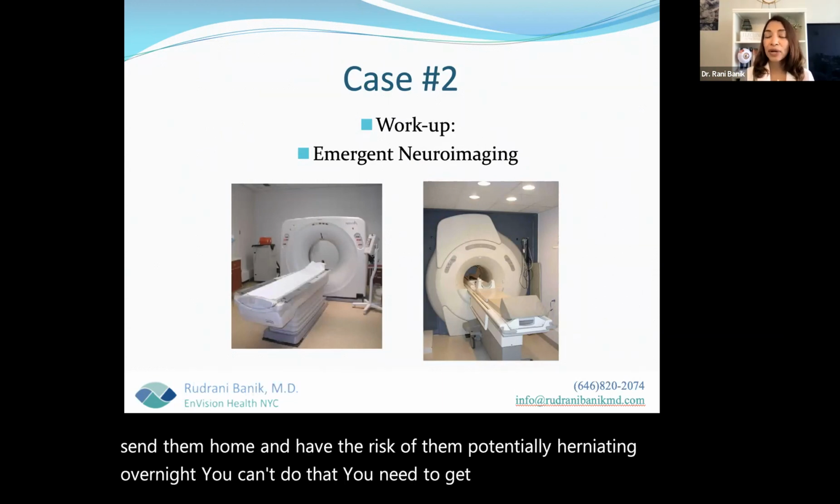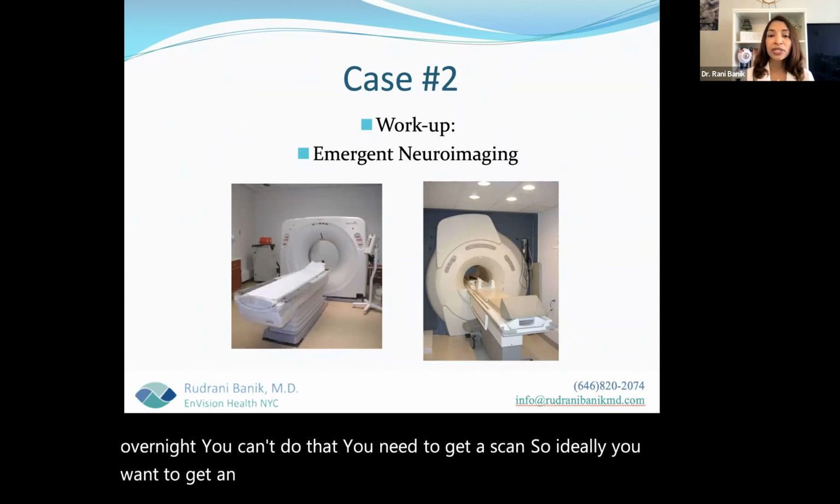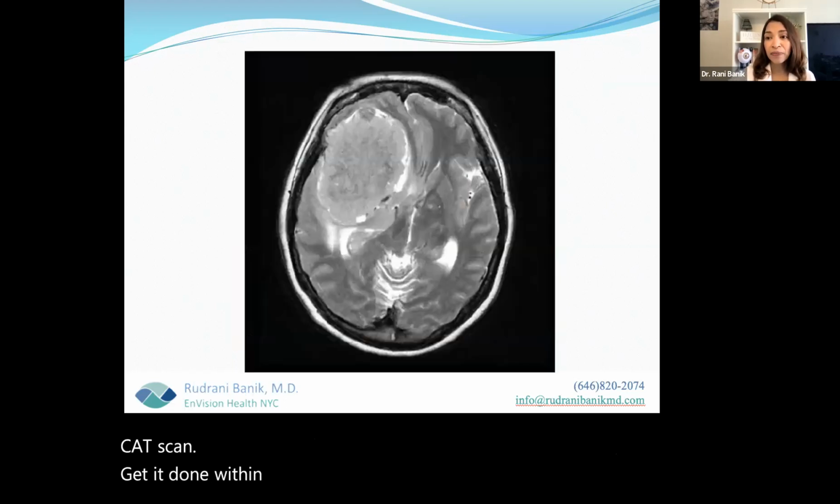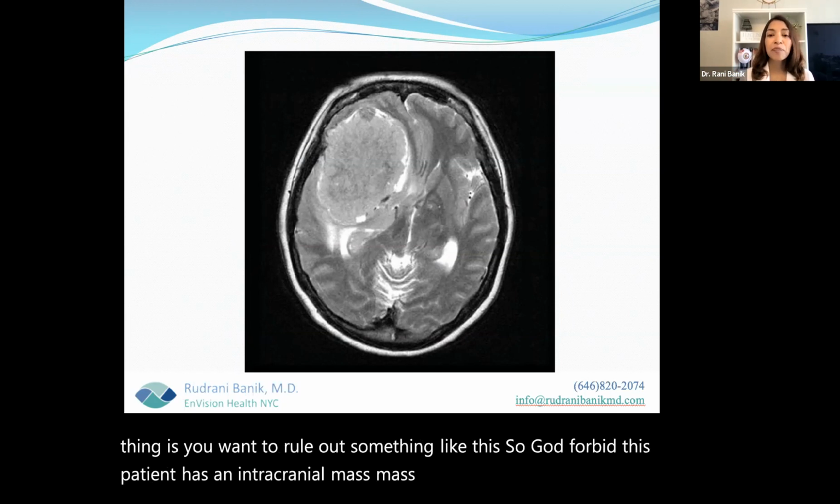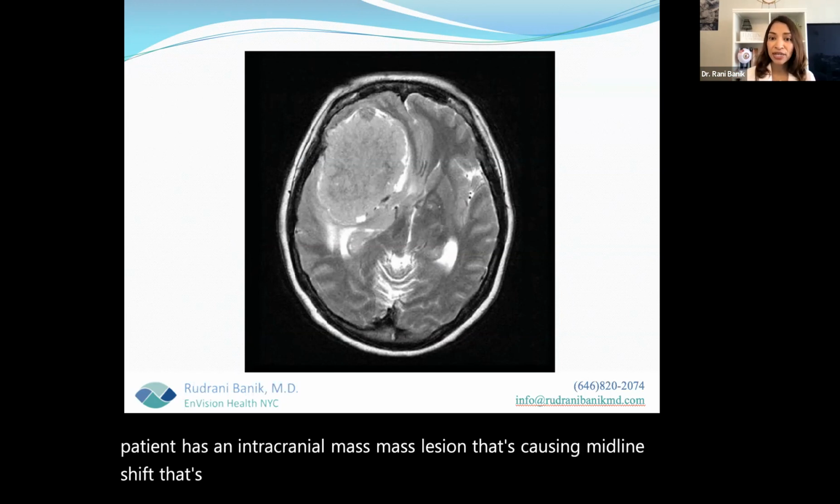So ideally you want to get an MRI, but if it's not available urgently, at least get a CAT scan. Get it done within 24 hours of the patient coming in. And the main thing is you want to rule out something like this. So God forbid this patient has an intracranial mass lesion that's causing midline shift, that's causing herniation. You do not want to send them home without a scan.